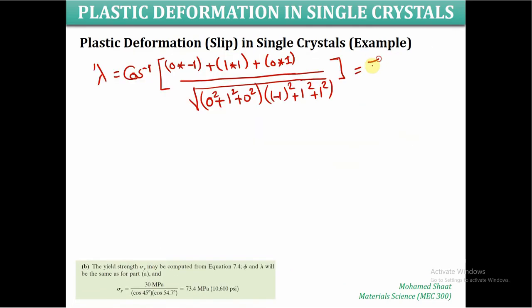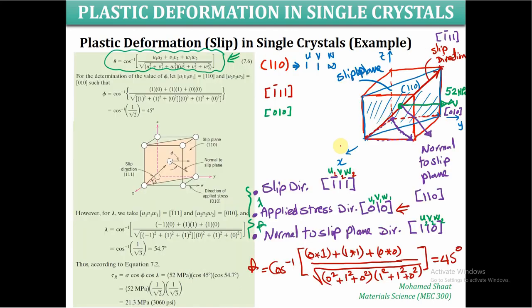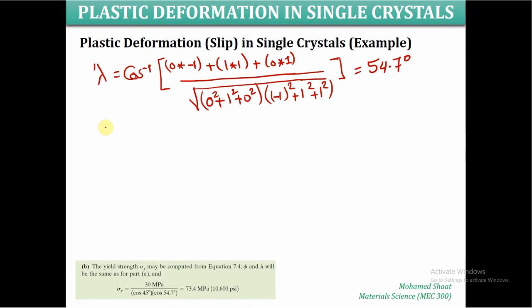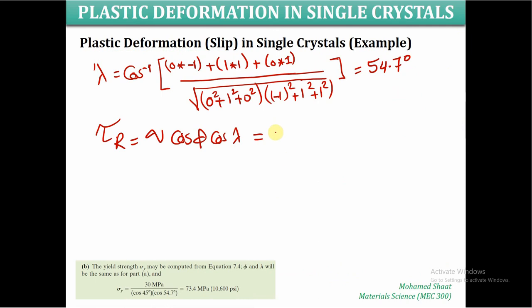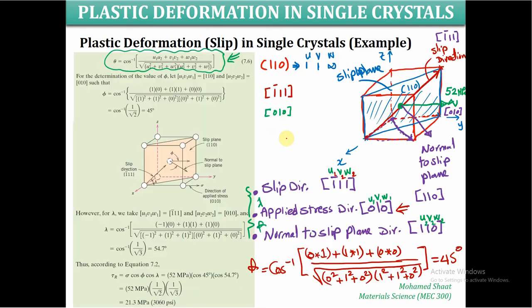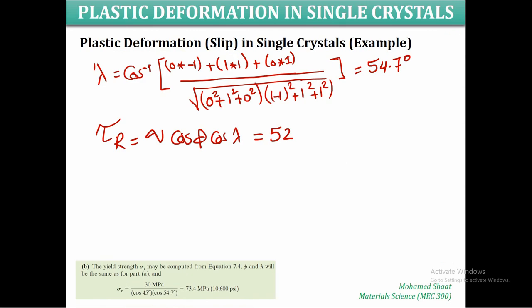the angle will be 54.7 degrees. Once you find these two angles, you simply plug into this expression that the resolved shear stress will be sigma times the cosine of the angle phi times the cosine of the angle lambda that you just got. Sigma was given to us as 52 megapascal, so it is 52, and there is no need to do any unit conversions here, just leave it with the same unit as it was given. The angle has no unit, it's just degrees.